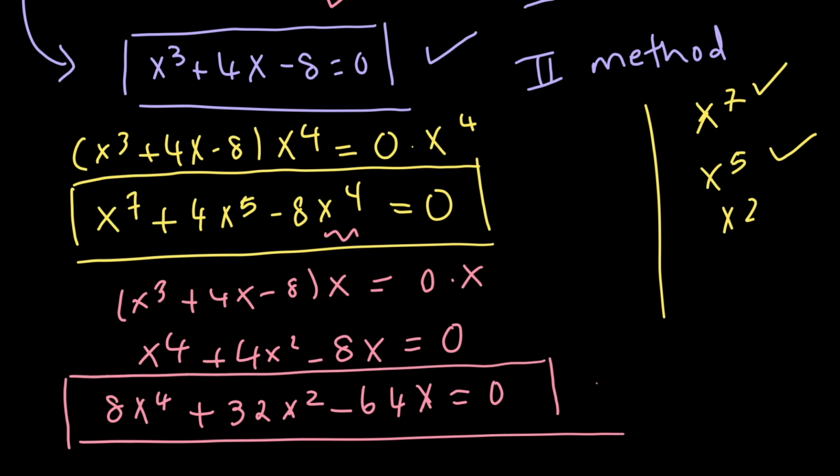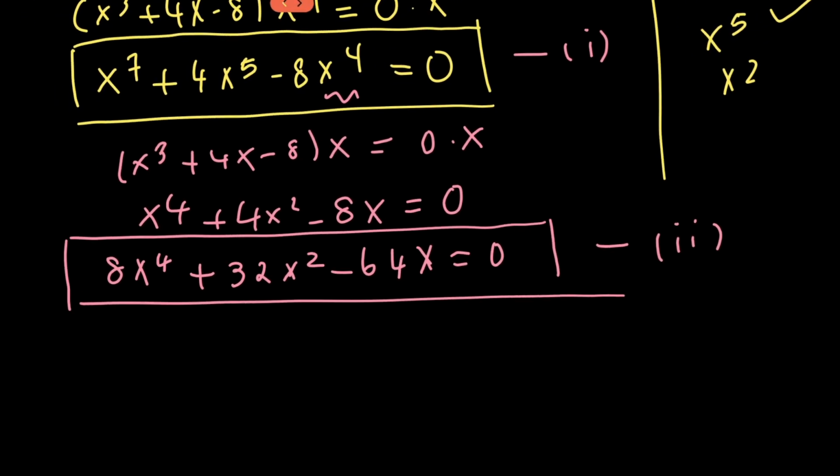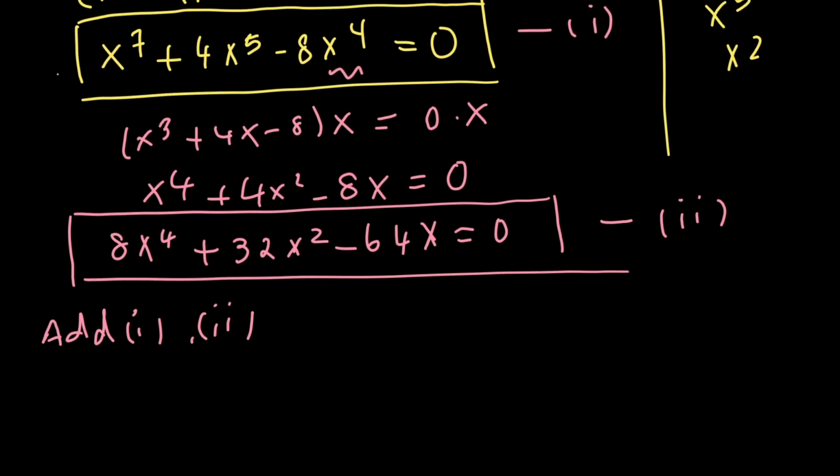Okay, so now this is the second equation, and the first important equation was this one. Now I will simply add both of these equations. The reason we are adding both equations, you will come to know. So the left hand side of the first equation, that is x to the power 7 plus 4 times x to the power 5 minus 8 times x to the power 4.